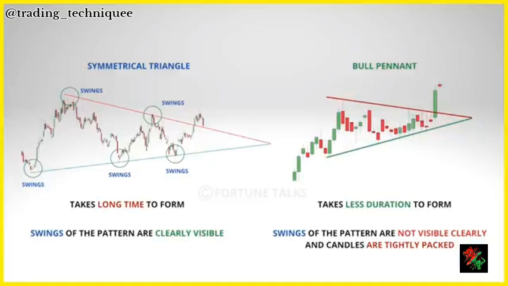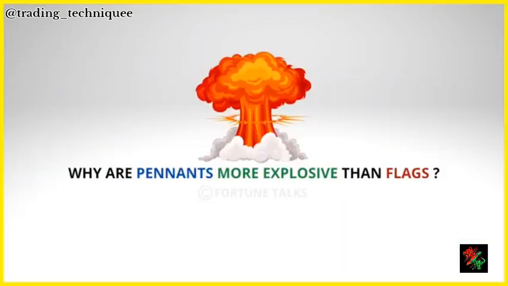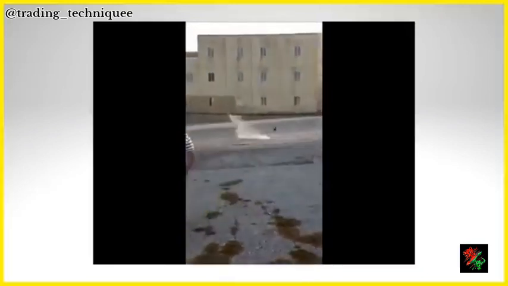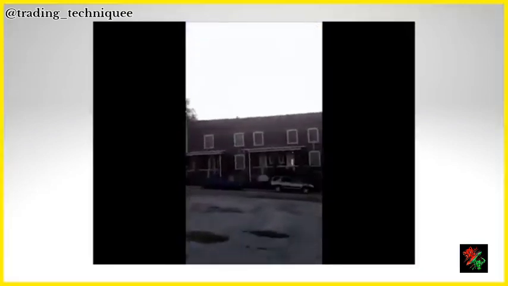Regardless, a bull pennant is more similar to a bull flag pattern. Now, as I have cited earlier, bull pennants create a more explosive breakout than the bull flag pattern. Now, let me explain the reason why. I hope you have seen videos in which a Coca-Cola bottle is shaken and then thrown onto the ground. Now, the cap explodes and the bottle flies off.